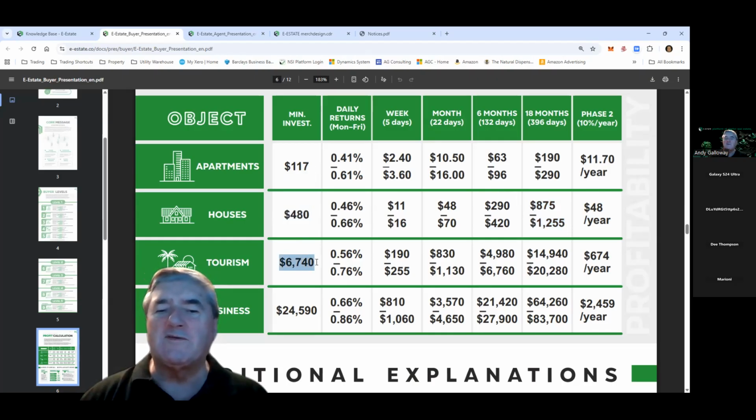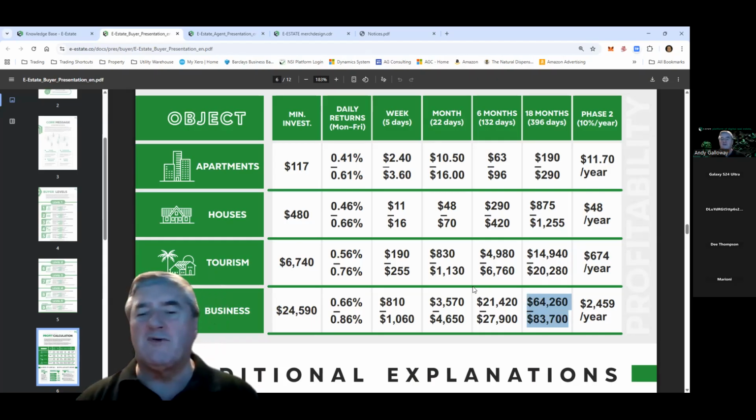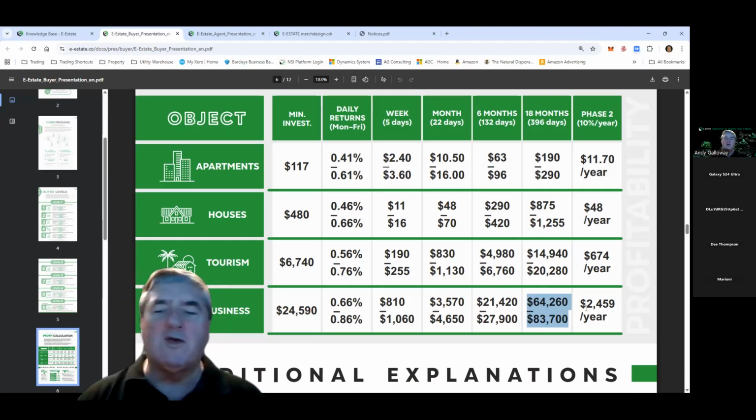With this one, you put in 7, and you're going to get back between 14 and 20. So that's 2.5 times what you put in. And with this one, 25,000, you're going to get between 64 and 83. So that's anywhere between 2.5 and 3.5 times your investment. And then you still have the property. So you still have the property earning you money every single year.